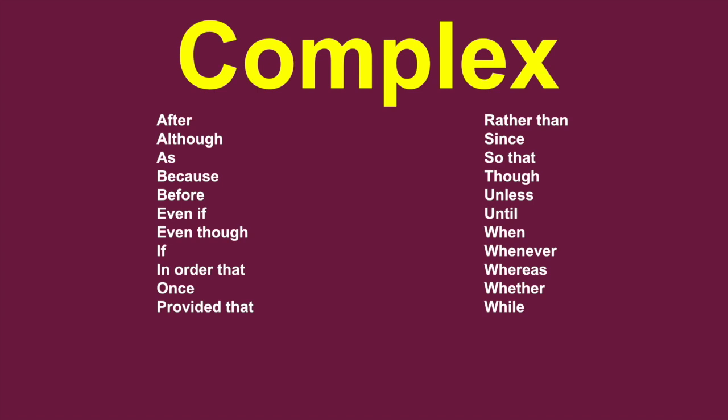These are the words that you need to use to construct complex sentences: after, although, as, because, before, even if, even though, if, in order that, once, provided that, rather than, since, so that, though, unless, until, when, whenever, whereas, whether, and while. I don't have a tip or strategy. Maybe you can pick your favorites and then try to use those words and construct at least 5 sentences for your essay.